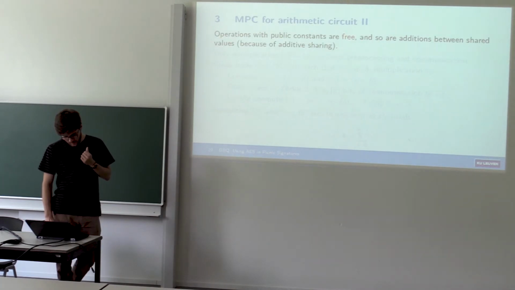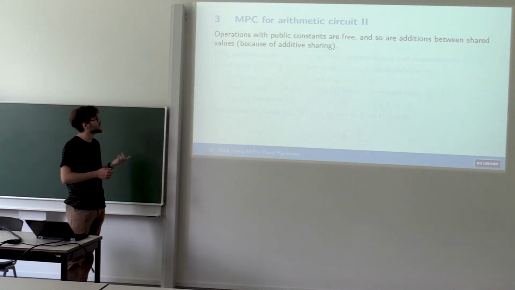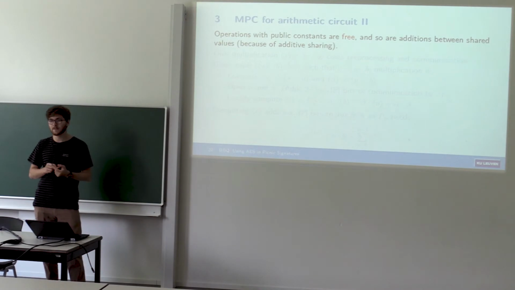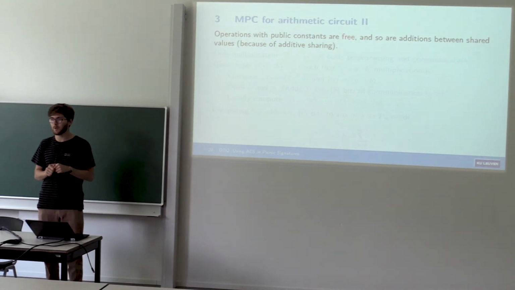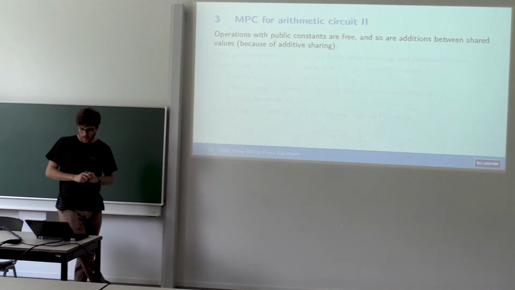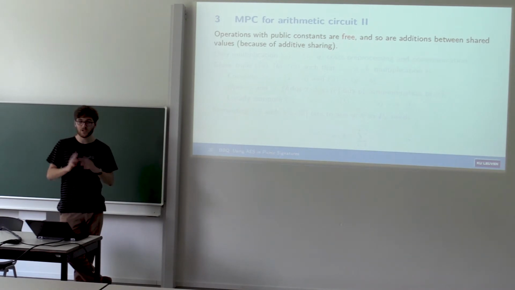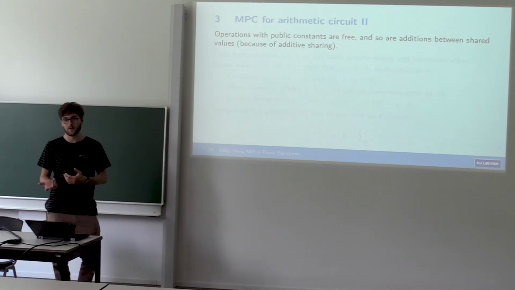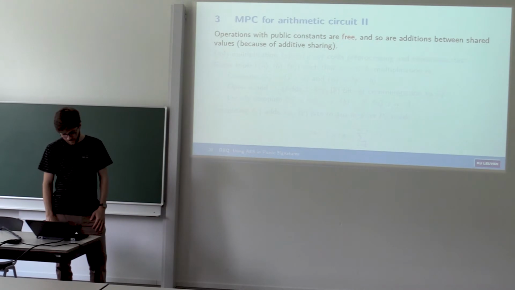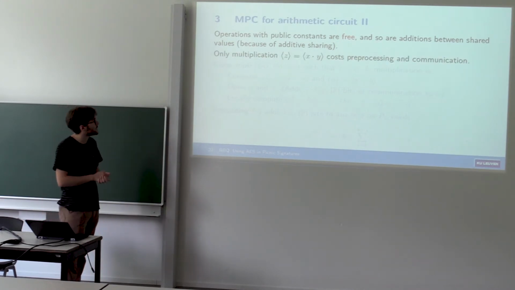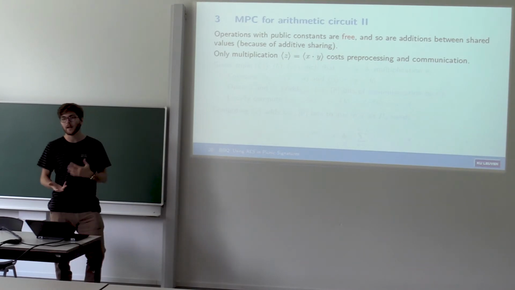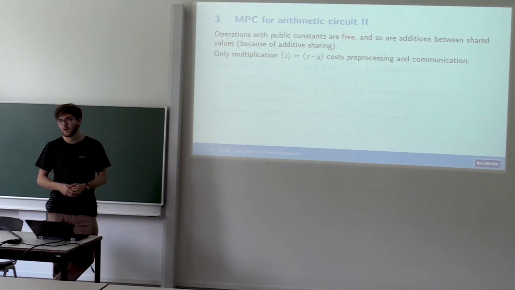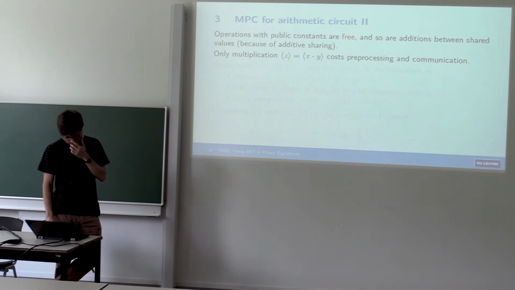So operations with public constants are free. If you need to add a public constant or multiply by a public constant, this is all local. And additions between shared values also, because we have an additive sharing. And it's only the multiplication that costs pre-processing and communication, just like it was only the AND gates that cost us proof size before.